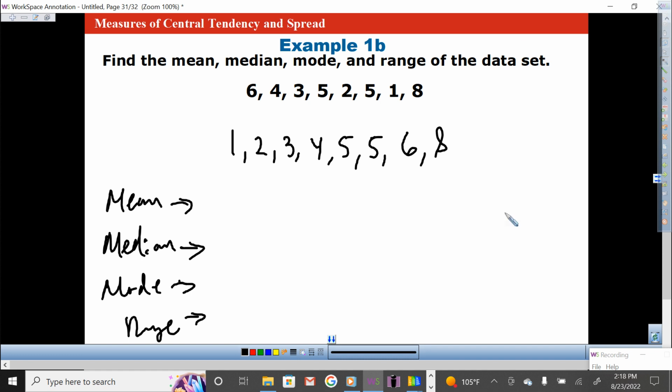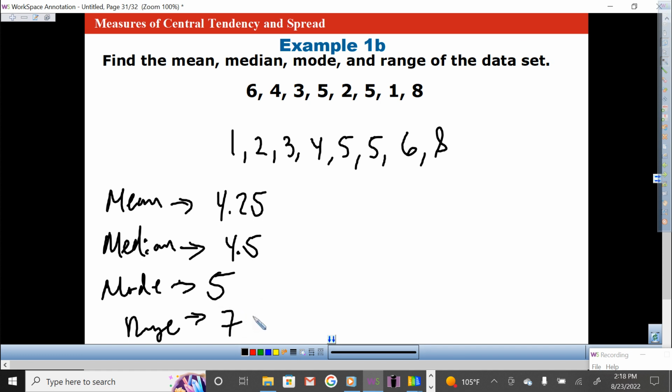Here we go. Mean. What'd you get for mean, Andrew? 4.25. Hands if you got that. Looks about right. How about median? Jet. 4.5. Hands if you got that. That is correct. Mode. Mr. Q. Oh, 5. All right. And range. Maddie, what'd you get? 7. Hands if you got that.